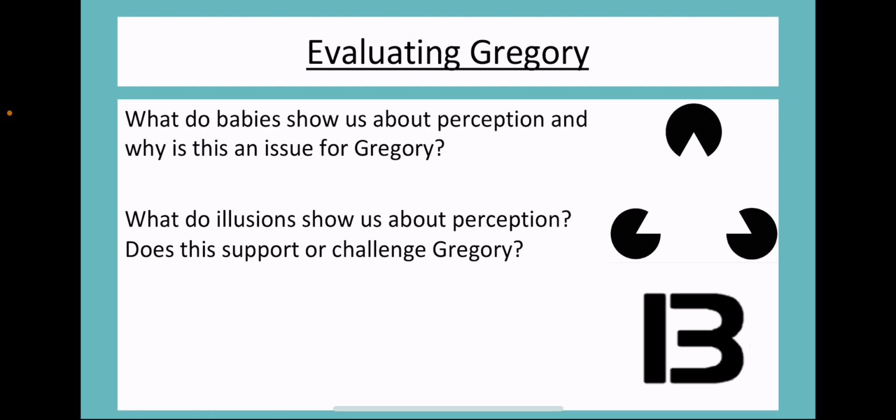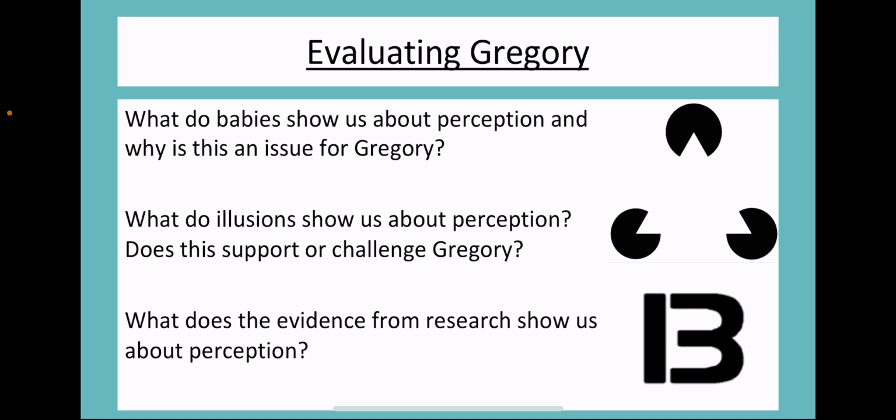However, on the positive, illusions very much show that Gregory might well be right. They support Gregory's ideas. If you look at the illusions on the right hand side, you've got the Kanizsa triangle. This shows us that sensation and perception are separate things. But you've also got the B13, which very much shows us that our perceptions are often based on our past experiences. That comes from evidence from research that will be in the next video.